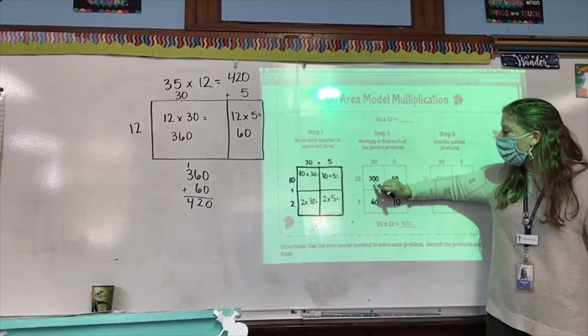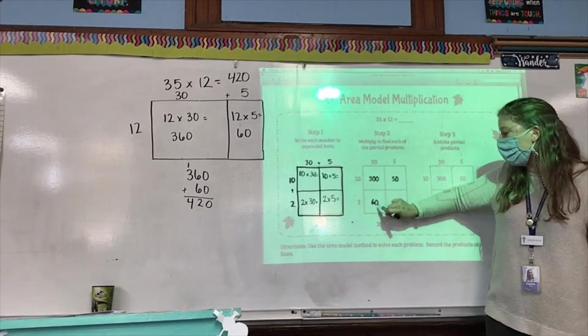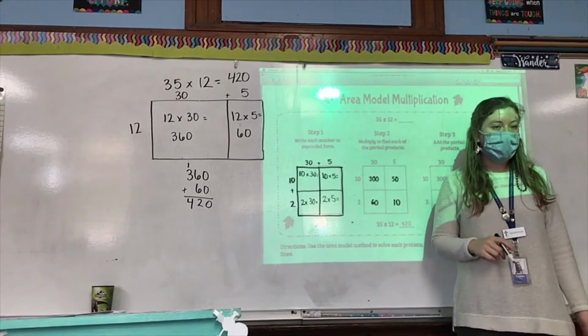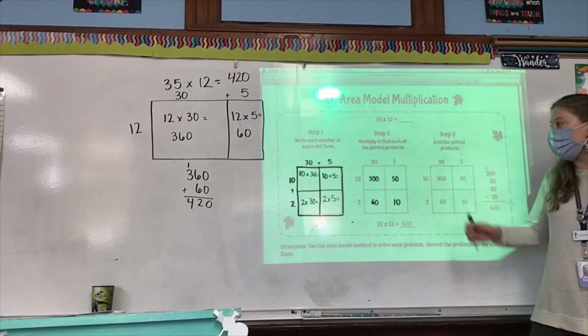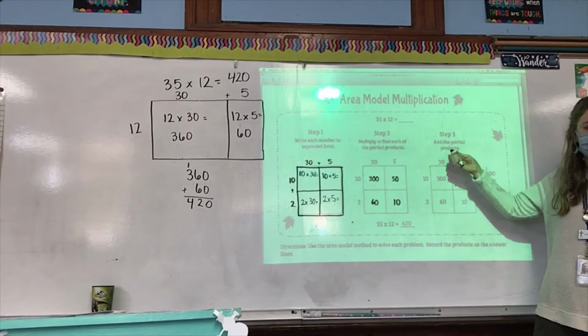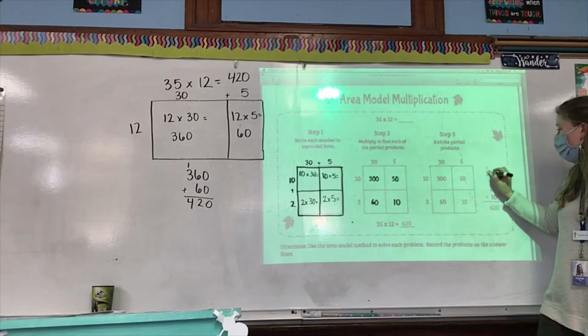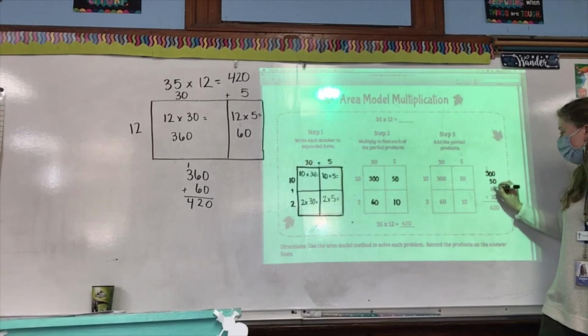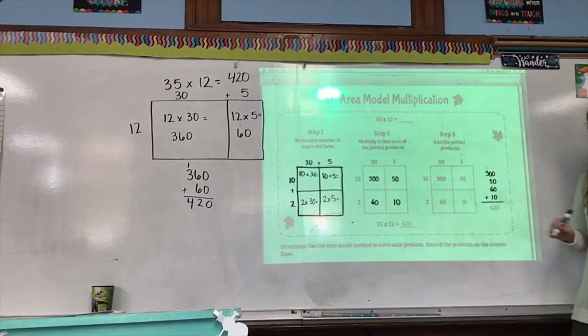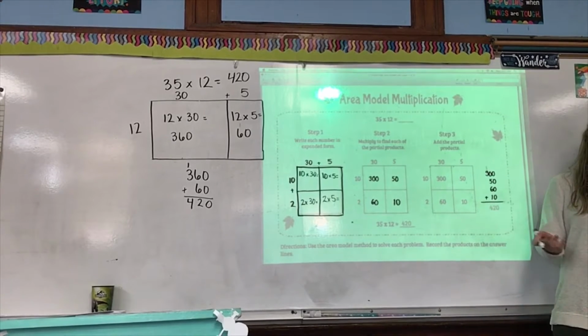So can we leave our answer as 350, 60, and 10? No. Just like what we did yesterday, we add the partial products. So we have 300 plus 50 plus 60 plus 10. So class, 0 plus 0 plus 0 plus 0 is 0.